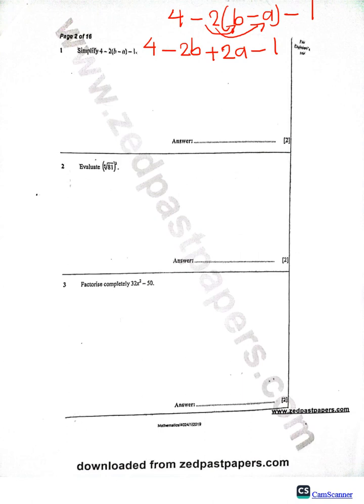Then here we can collect the like terms. So the like terms, we will have 4 minus 1 minus 2b plus 2a. 4 minus 1 is 3 minus 2b plus 2a. So this is our answer for the first part.